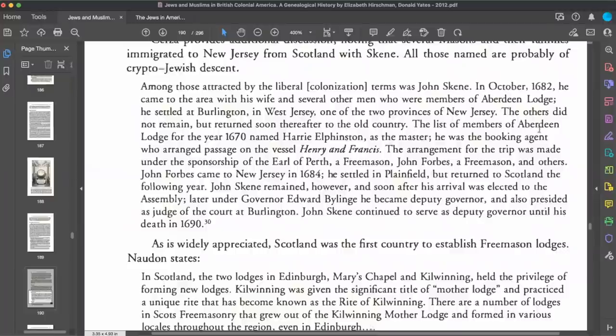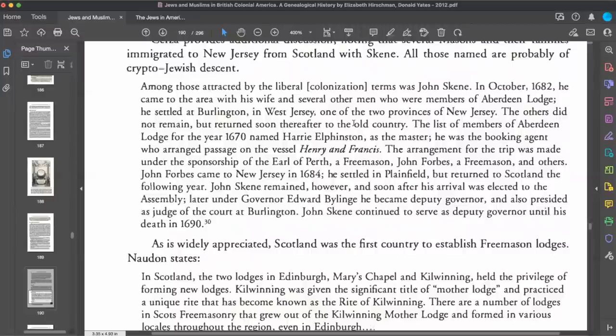The list of members of Aberdeen Lodge for the year 1670 named Harry Elphinston as the master. He was the booking agent who arranged passage on the vessel Henry and Francis. The arrangement for the trip was made under the sponsorship of the Earl of Perth, a Freemason, John Forbes, a Freemason, and others. John Forbes came to New Jersey in 1684.